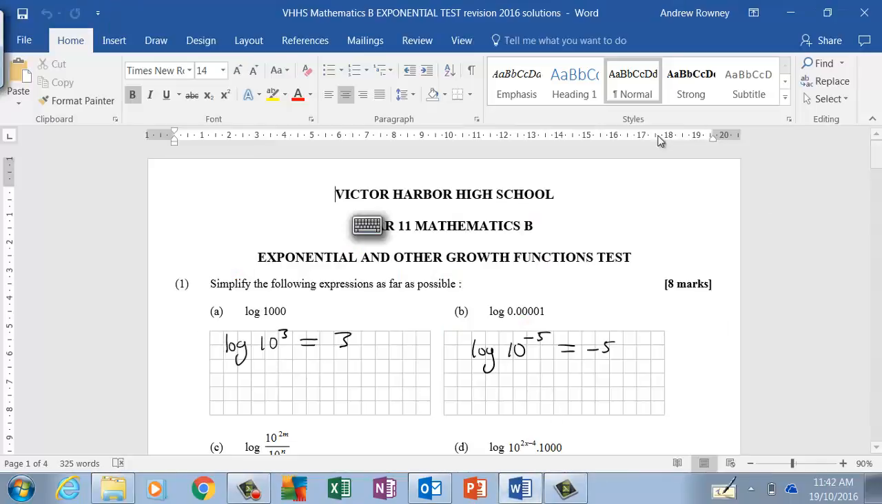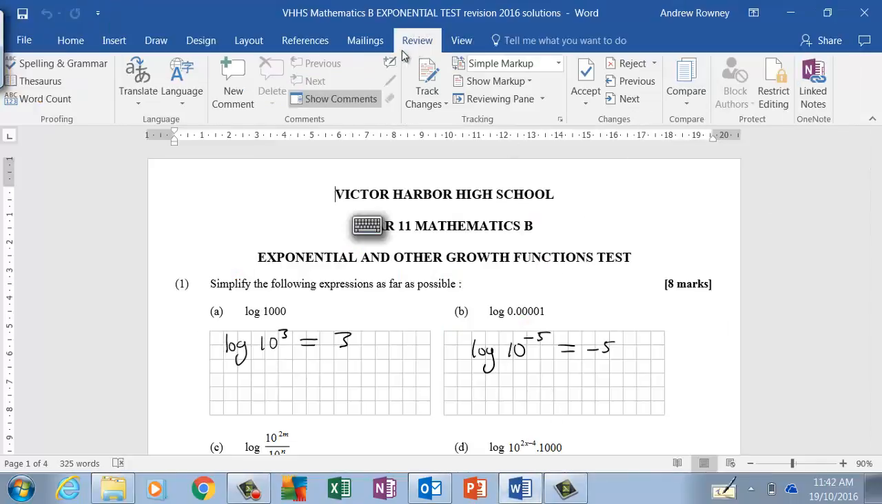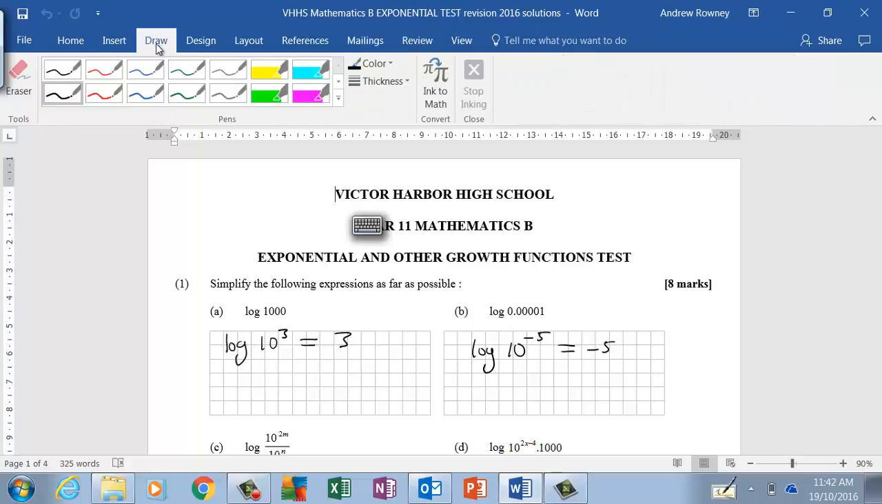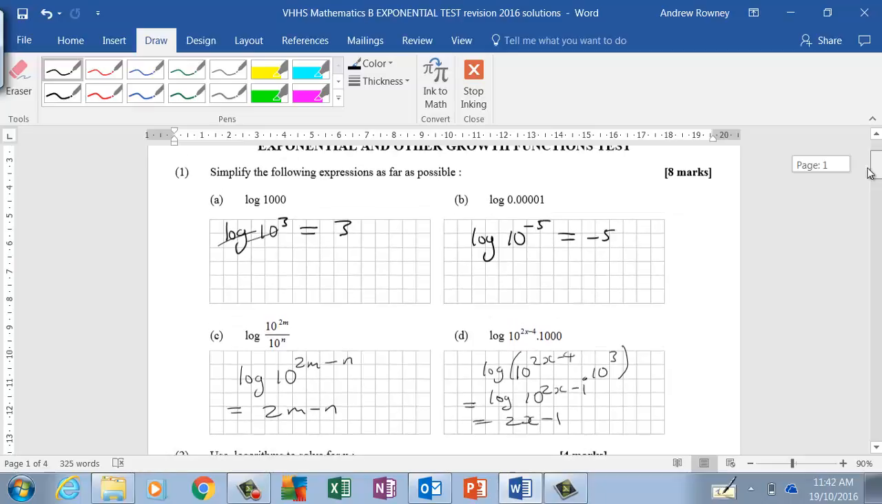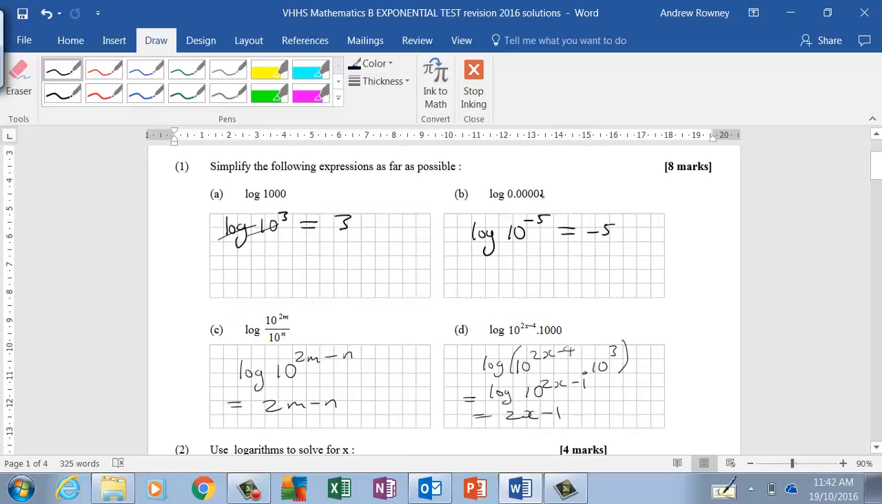Okay, now we'll go through the revision test, and the first question we have is log 1,000. So 1,000 is 10 cubed, and log and 10 are inverse functions, so they wipe each other off, leaving the answer 3. Next, 0.00001 is the same as 1 times 10 to the minus 5. Once again, the log and the 10 are inverse functions, leaving the answer minus 5.